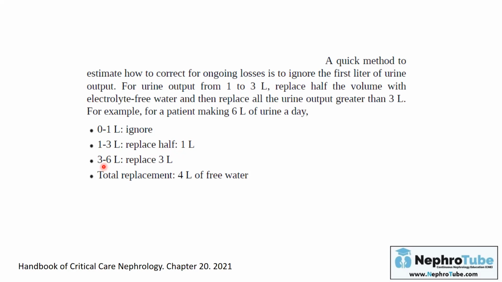For example, if the patient is losing 6 liters per day, first liter ignore, don't replace. Second 2 liters, replace only 1 liter. And every liter after the 3 liters you have to replace. So from 3 to 6 you have the 4th, the 5th and the 6th liters, so you will replace 3 liters. So totally you will replace 4 liters of water for the ongoing loss beside the water deficit of the patient.